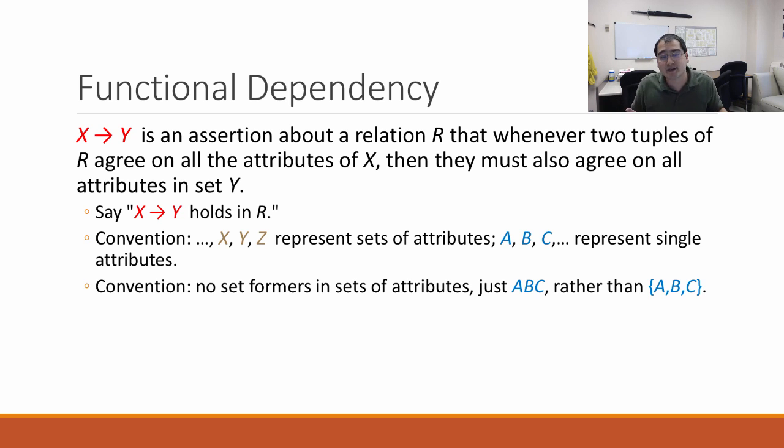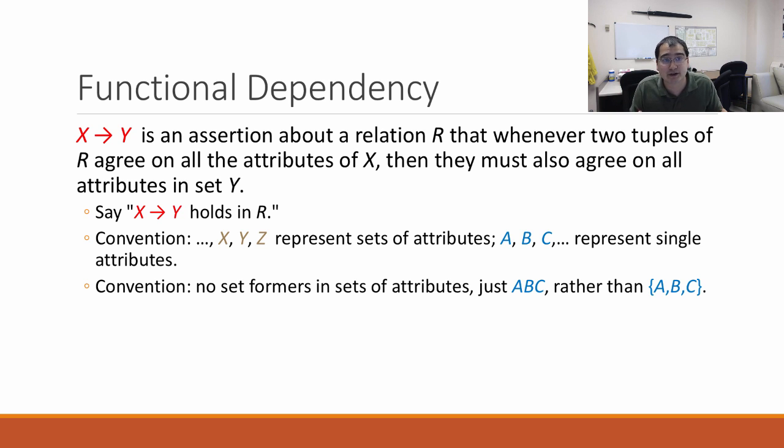And the other thing is, in general, I don't write set formers for sets of attributes in order to simplify some of these models. So I'll just say A, B, C instead of using the set notation with the curly brackets and commas, just to make my life a little bit easier.